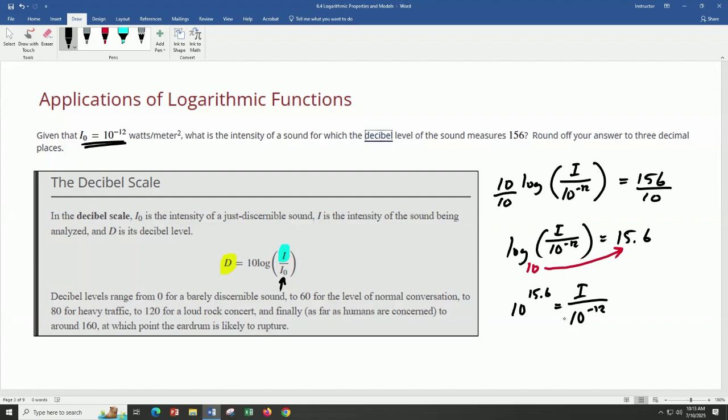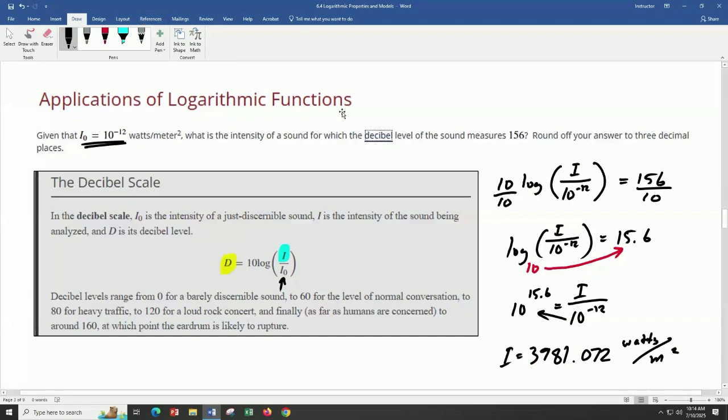We can now multiply these together. We can use cross multiplication. And now, simply solving, we get I. Well, what is it equal to? It is equal to 3,981.072 watts per meter squared. And that's how you would solve one like that.